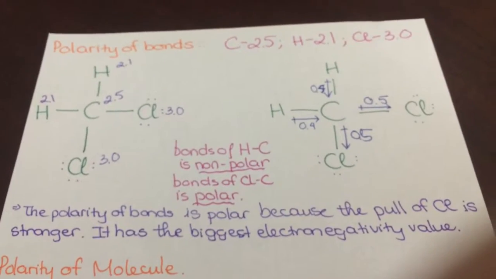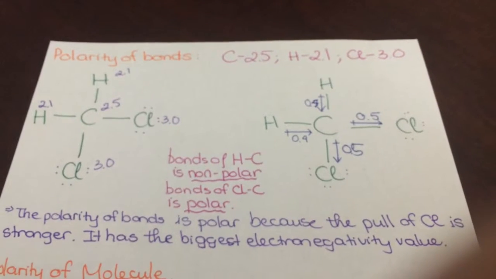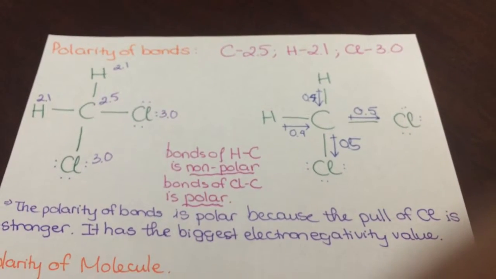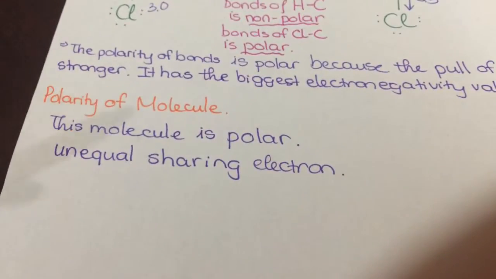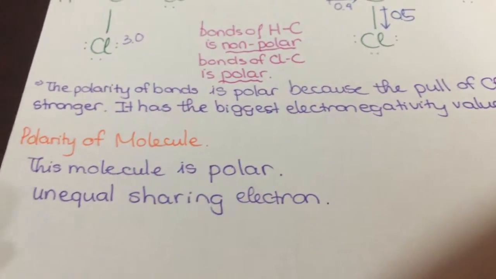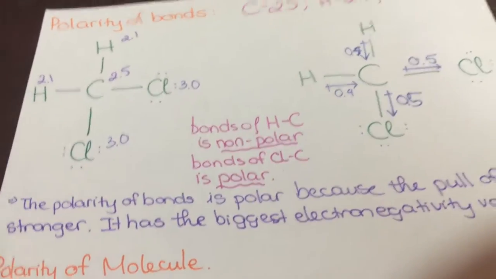So overall, the polarity of the bonds is polar because the pull of Cl is stronger. It has the biggest electronegativity value. So the polarity of the whole molecule is polar because of unequal sharing of electrons. It has different atoms around it.